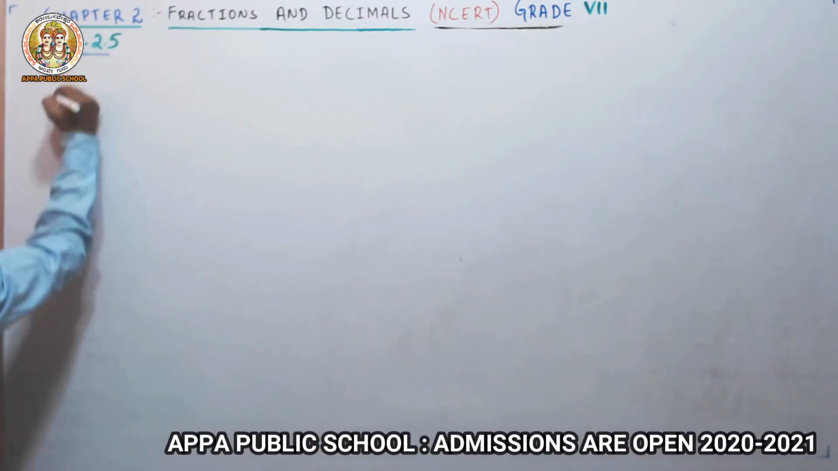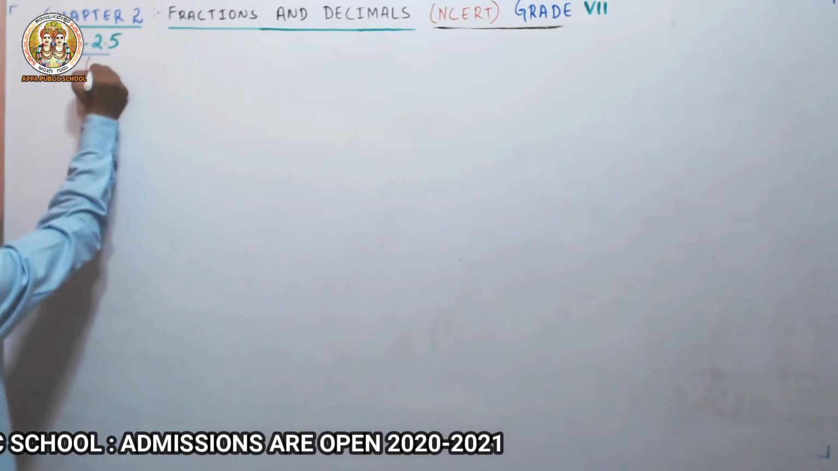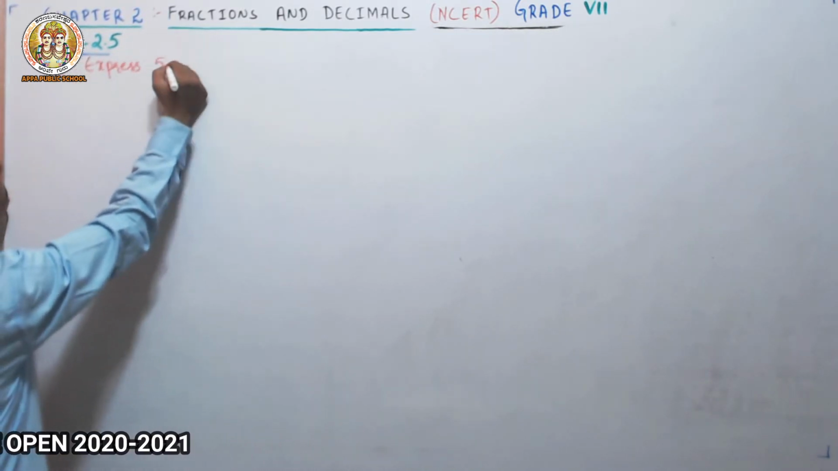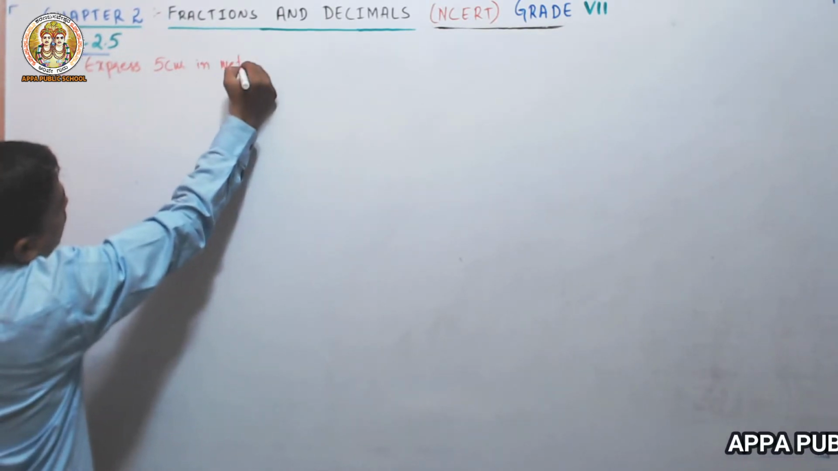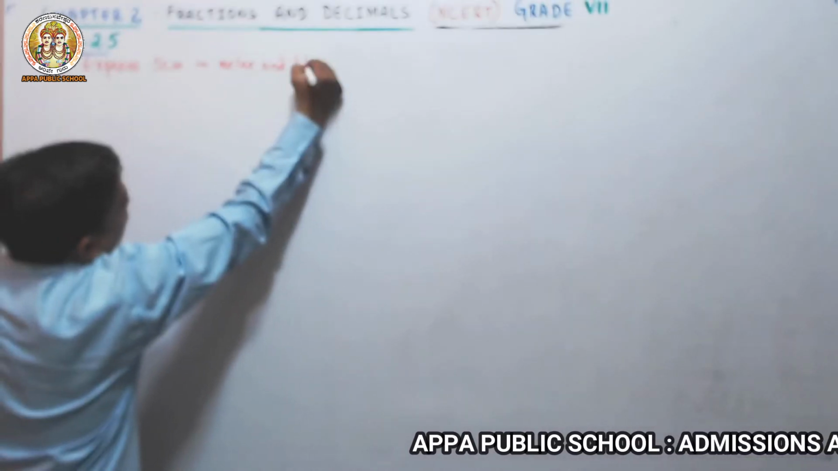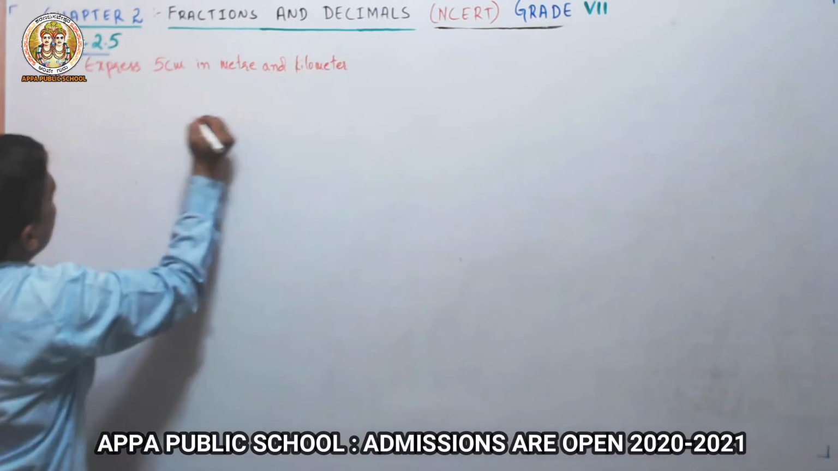Question number 3, under that the first bit is: express 5 centimeter in meter and kilometer. You have to express this 5 centimeter in meter and kilometer.